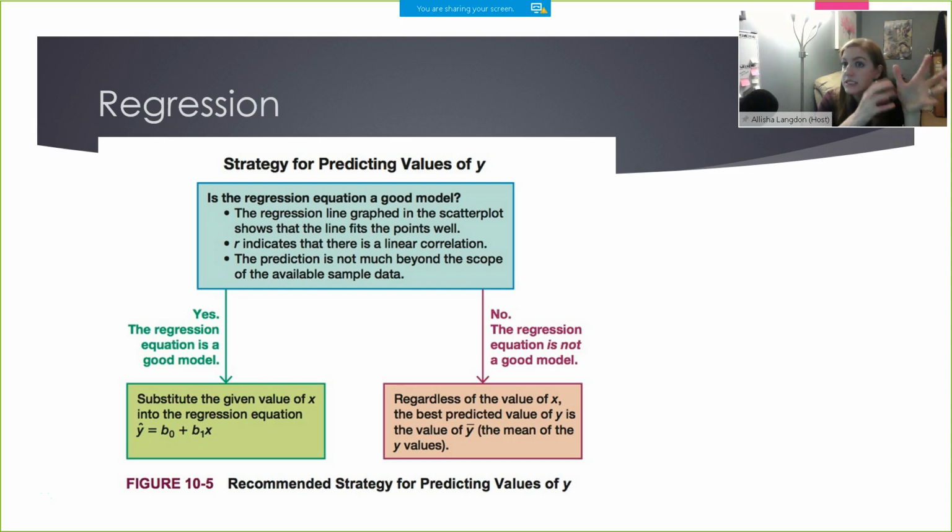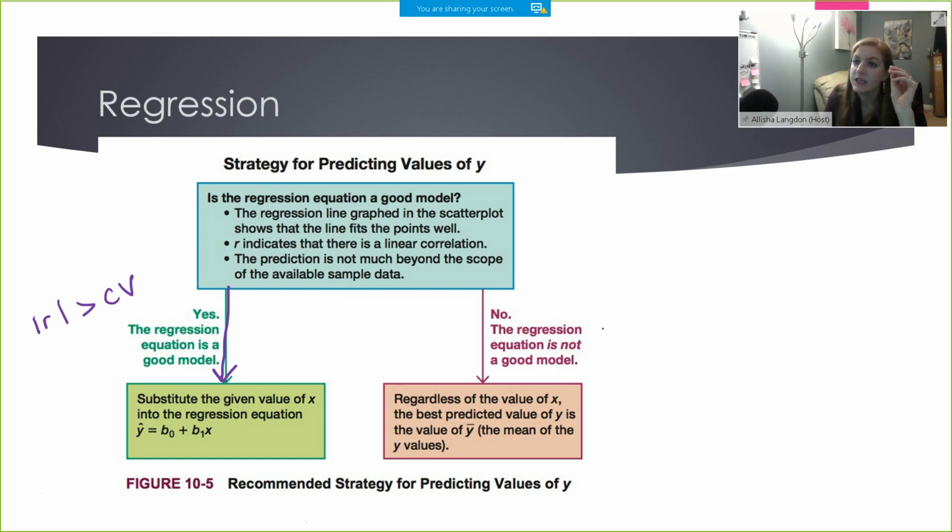If R is good and it is linear, in other words, the absolute value of R is greater than our critical value, we would say yes, that equation is going to be a good model. And we could go ahead and plug values in for x to predict y. Just replace x in that equation to get y.